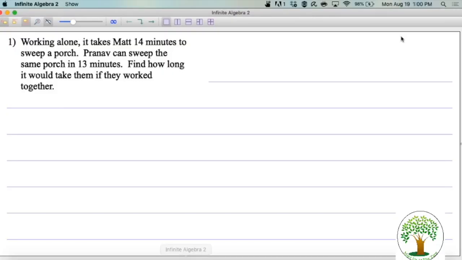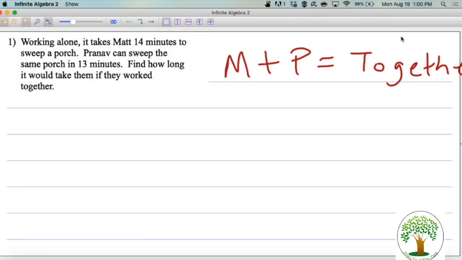Okay, so I'm going to make a rudimentary equation here. First we have Matt, plus Pranav, working together will equal all of it together. Are you with me? So add it all together. This is our basic equation. That's an R sticking off there, it just can't fit. All right? So, you with me so far?